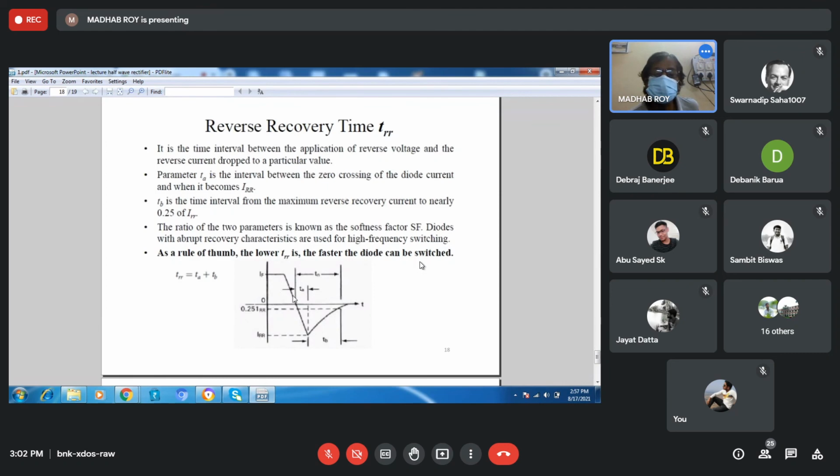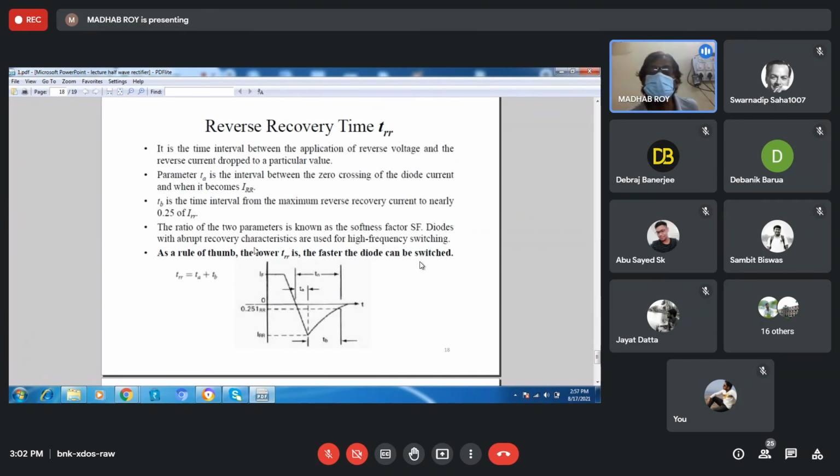From here to here. TA, the rise time, here to here, is called the reverse rising time. Then TB is the time interval for the maximum reverse recovery current to come down to nearly 0.25 of the IRR. When it is coming down to this 0.25, that is called the TB. And the ratio of the two parameters is known as the softness factor.